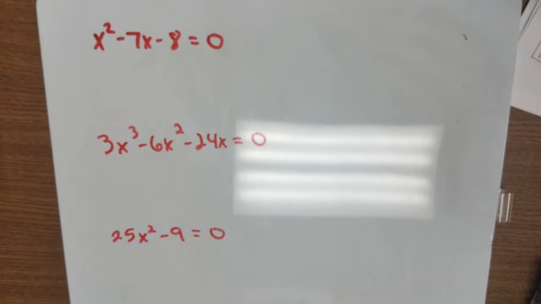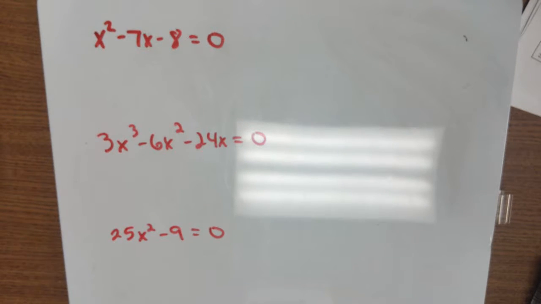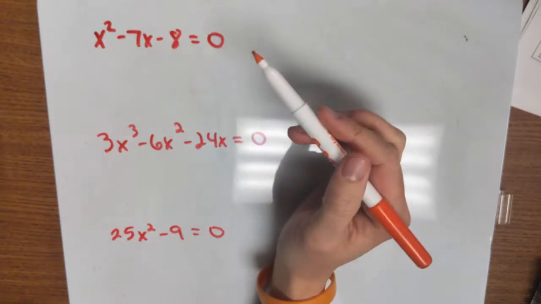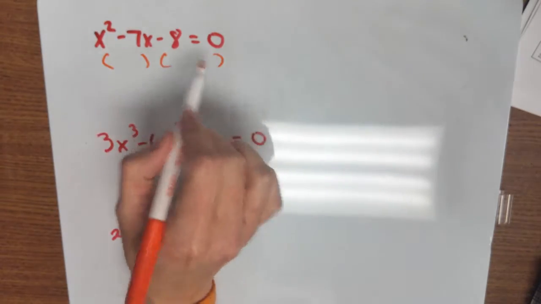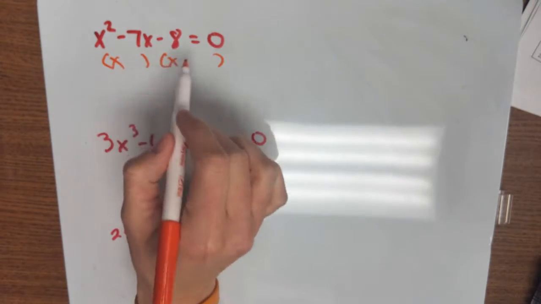Alright, so here's a quick factoring review. We've got some of the different types that you may see, so this is just if you need it. We've got a standard quadratic, 3 terms. I'm going to go straight to my 2 parentheses, drop down my x and my x.